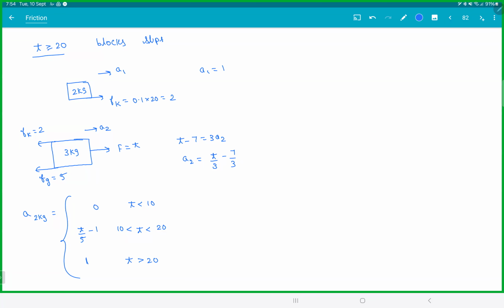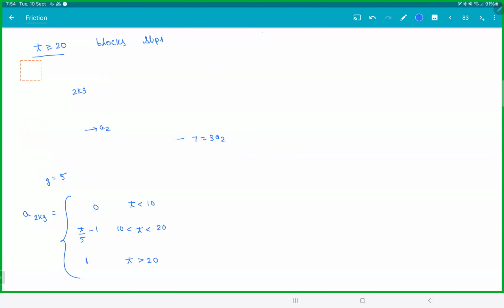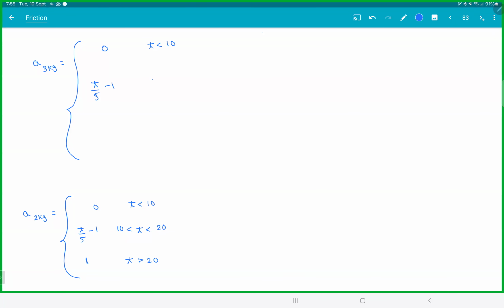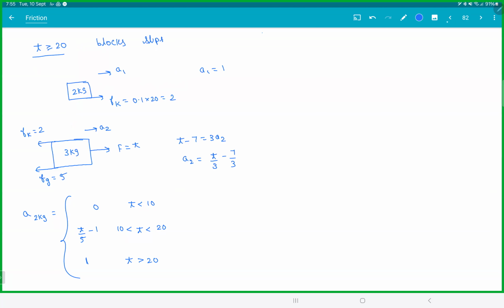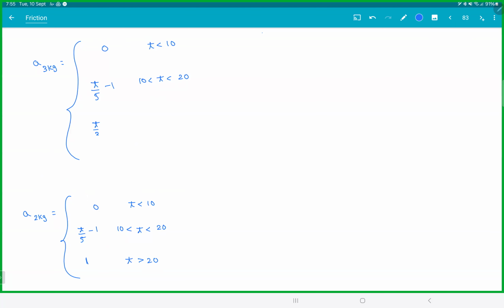Okay. Then maybe I should just draw on the next page. That is for 2 kg. Acceleration for 3 kg: 0 for T less than 10, T by 5 minus 1 for T between 10 and 20. They were going together. And then it is T by 3 minus 7 by 3 for T greater than 20.